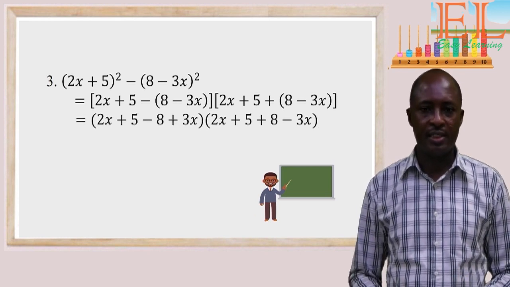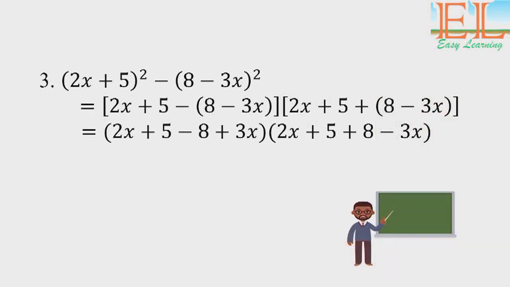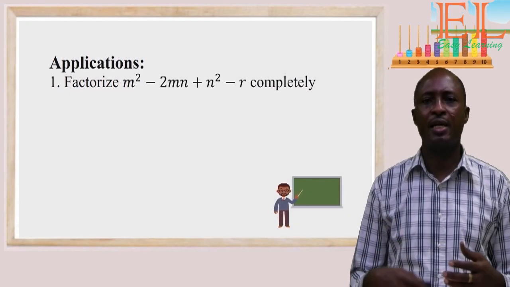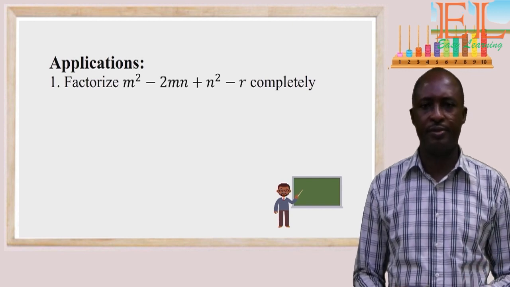And expanding the brackets, I'll have 2x plus 5 minus 8 plus 3x and 2x plus 5 plus 8 minus 3x. Now simplifying each bracket gives us 5x minus 3 times 13 minus x. Now let's look at how this difference of 2 squares is applied, most especially in exam questions.